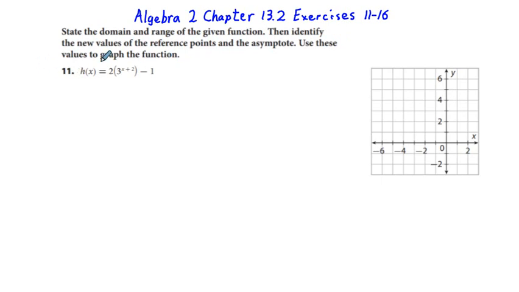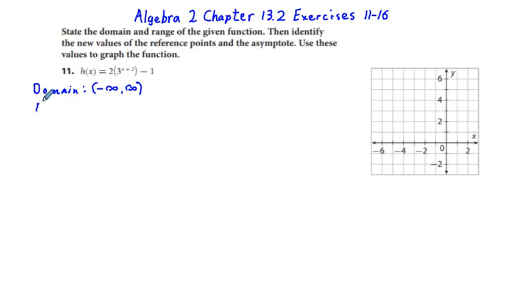I'm going to start out with domain and range. For this exponential function, and any exponential function, our domain is going to be all real numbers, which I'm going to put in interval notation as greater than negative infinity, comma, less than infinity. So that's going to be our domain.